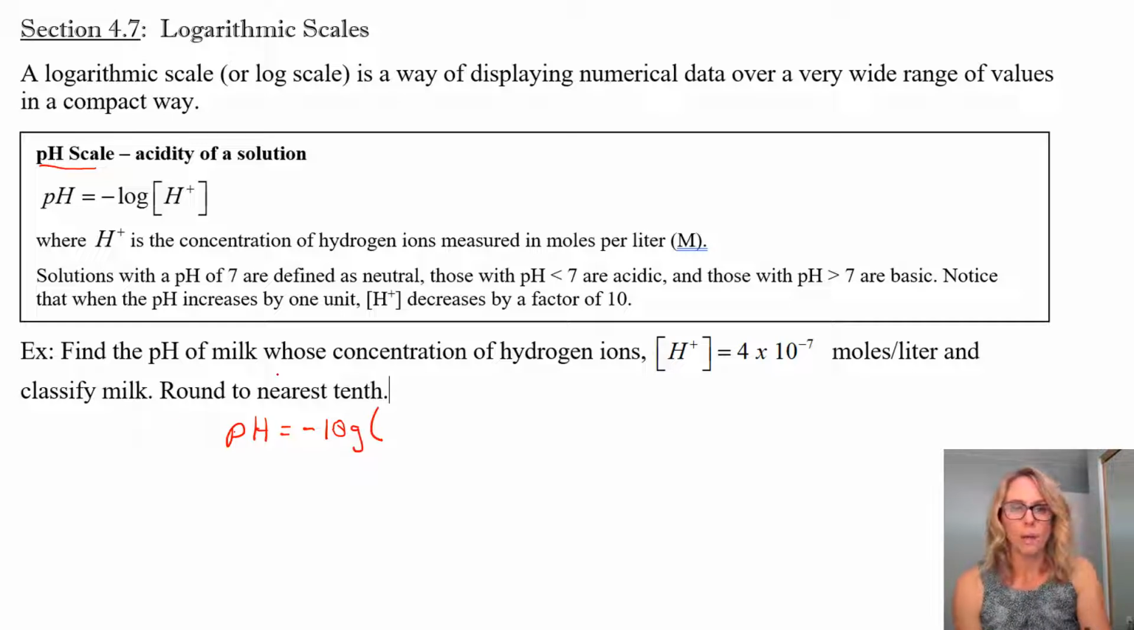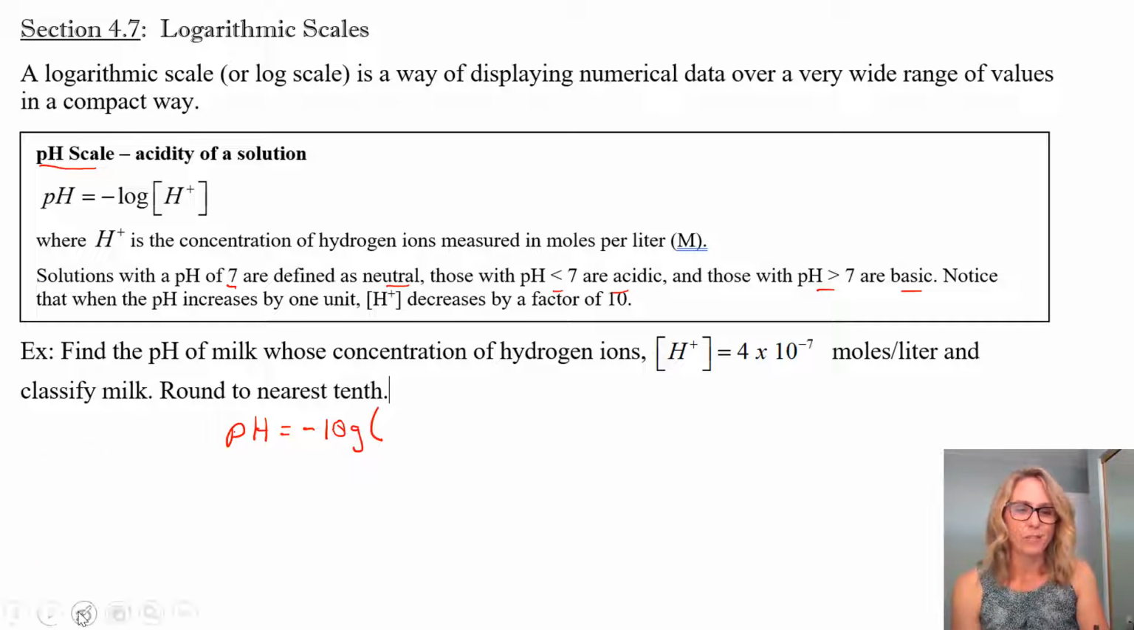All you should really worry about is that 7 is kind of an indicator. If you get 7 as your pH, you've got a solution that's considered neutral. If it's less than 7, you're acidic. If it's more than 7, it's called basic. So there you go. So for this question that we have, find the pH of milk.